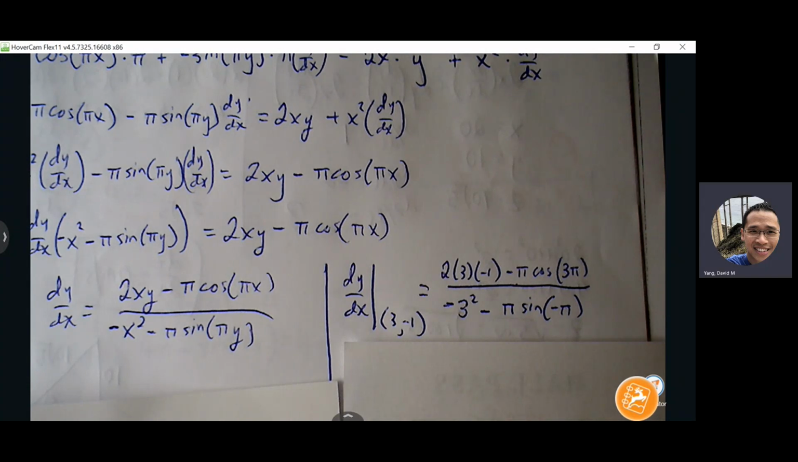Okay, what's cosine of 3 pi? Cosine of 3 pi is the same thing as cosine of pi, which is -1. So -1 and negative pi will become positive pi. And then sine of negative pi is the same as sine of pi, which is 0. Okay, so that's going to wipe this out.